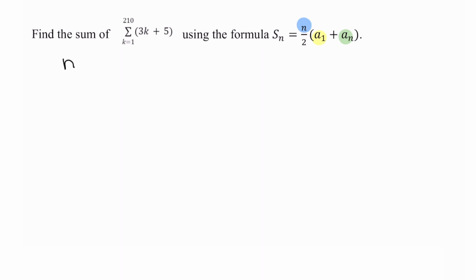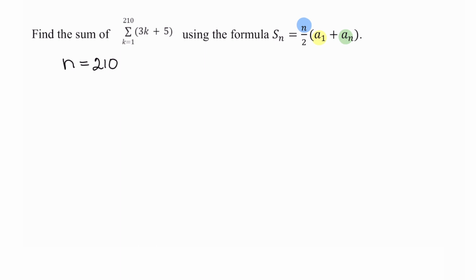Well, n is equal to, our summation starts at 1 and it goes to 210. So it's important to look at both endpoints of the summation. And since it starts at 1 and goes to 210, our n is 210. That will be how many terms we have that are added together.